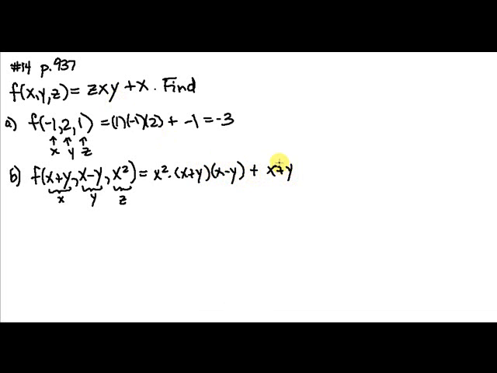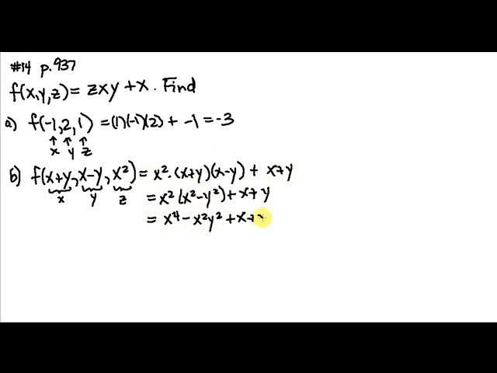And if we want to, we can simplify a bit. So we have x squared times x squared minus y squared plus x plus y. Or another way of approaching this would be to factor the x plus y out. It really depends on what your intentions are as far as what you're trying to find about this function.